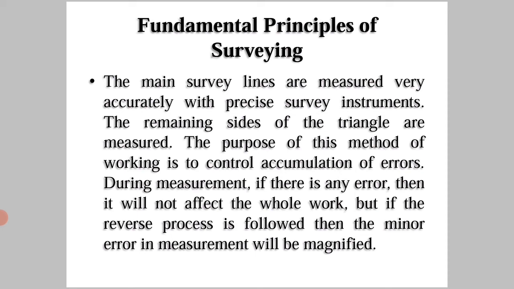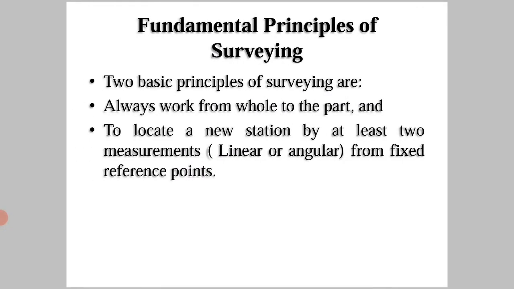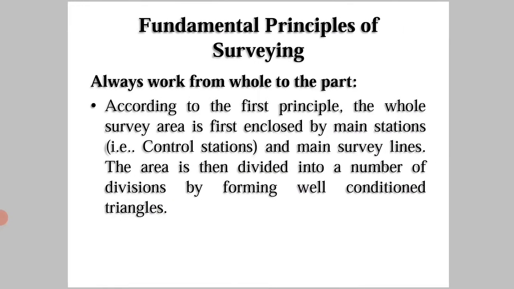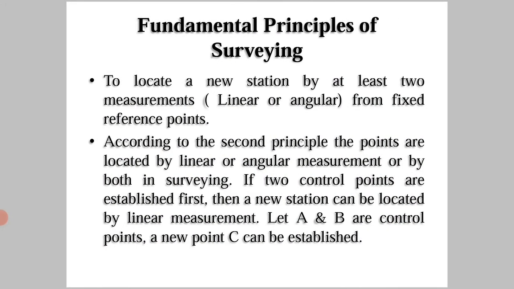Then the second principle is to locate a new station by at least two measurements, linear or angular, from a fixed reference point. According to the second principle, the points are located by linear or angular measurements, right? Or by both in surveying.